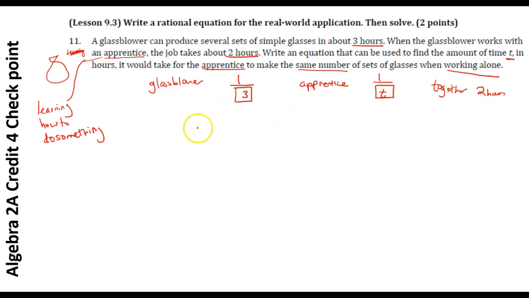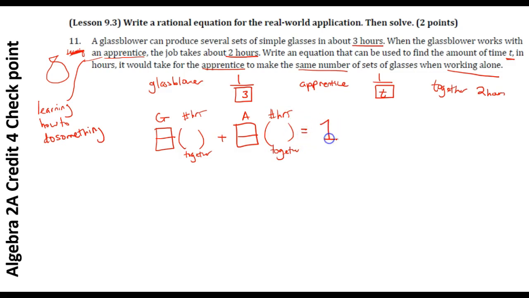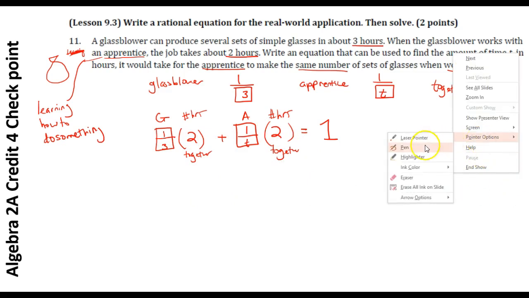What we're going to do is set it up in an equation. So I'm going to have my glass blower's fraction times the number of hours they work together, plus my apprentice, again the number of hours they work together, equals the one job they're trying to do. Okay, so my glass blower was 1 over 3, apprentice was 1 over T, and they worked for about 2 hours.